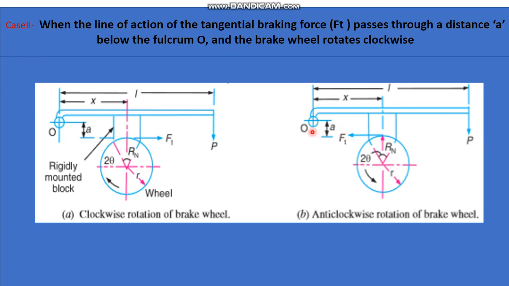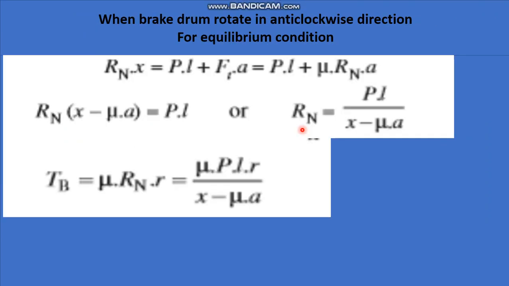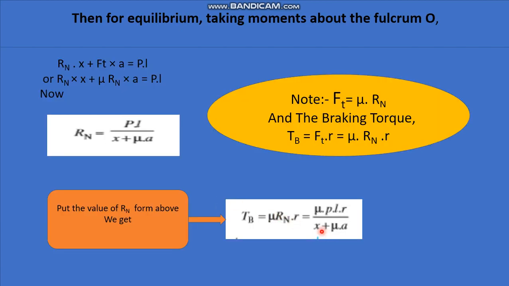Now we have to take the moment about point O, and we can write the same formula, that is the clockwise moment is equal to anti-clockwise moment. Here Rn is anti-clockwise, this is clockwise, this is clockwise, and we can find the Rn from here and put the value of Rn in the braking torque equation. We get braking torque is equal to mu P L into R, divided by x minus mu a. This sign is minus because the drum is rotated in anti-clockwise direction, and here you can say this is plus because the drum is rotated in clockwise direction.